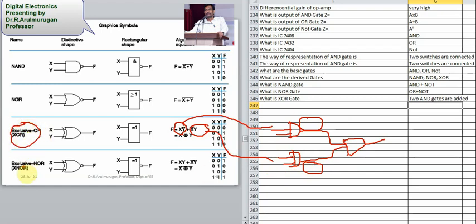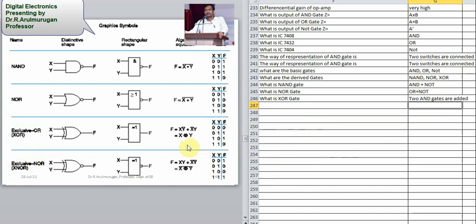XOR gate. Okay, what is an XNOR gate? Take the XOR answer and put a bar on the whole thing. So what does XNOR gate mean? It is XOR bar. That's all. The answer is XOR bar.